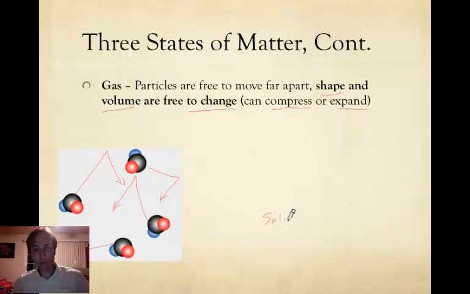So if we think about it, we had three phases, right? We had solids, we had liquids, and we had gases. And we described them in terms of shape, in terms of volume, and in terms of their ability to be compressed. So a solid cannot change its shape, nor can it change its volume, nor can it be compressed. So it's sad all across the board. It has a fixed shape, a fixed volume, and it can't be compressed.